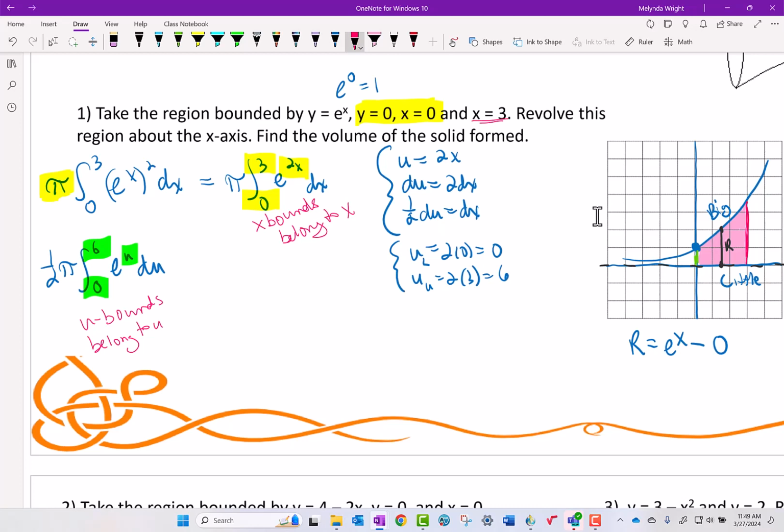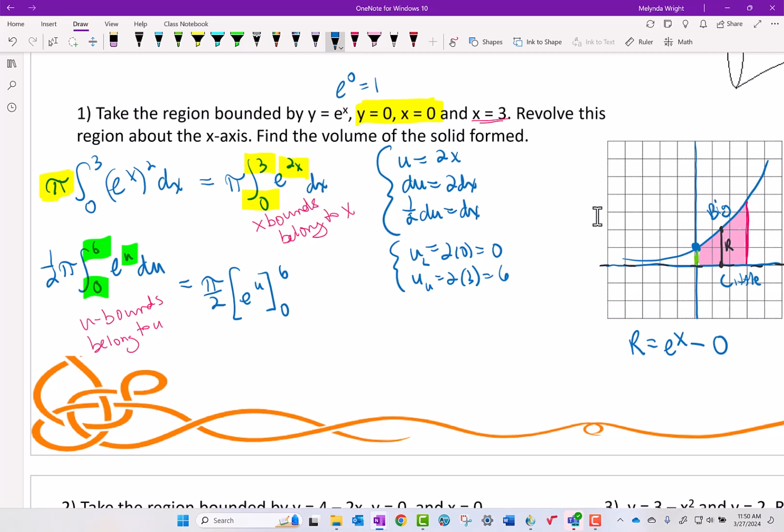Is everybody okay? I want to stick with changing the bounds and sticking with u. That's my choice. You don't have to do that. You can keep 0 to 3 and go back to the x. It's totally up to you. So let's do our antiderivative. So the 1/2 comes forward. The antiderivative of e to the u is e to the u. I'm going to evaluate it from 0 to 6.